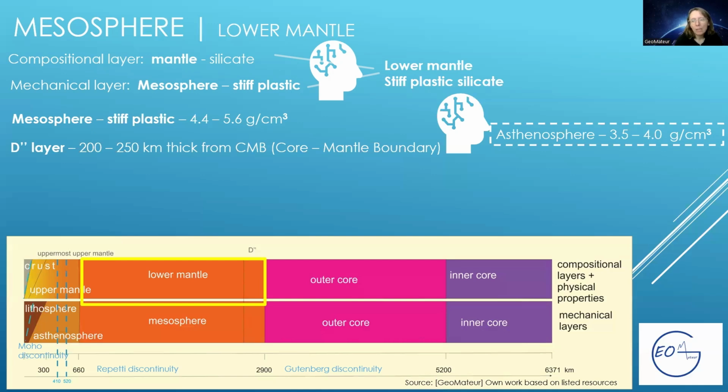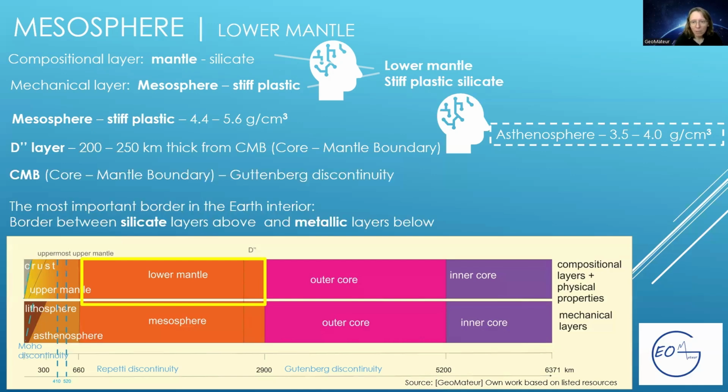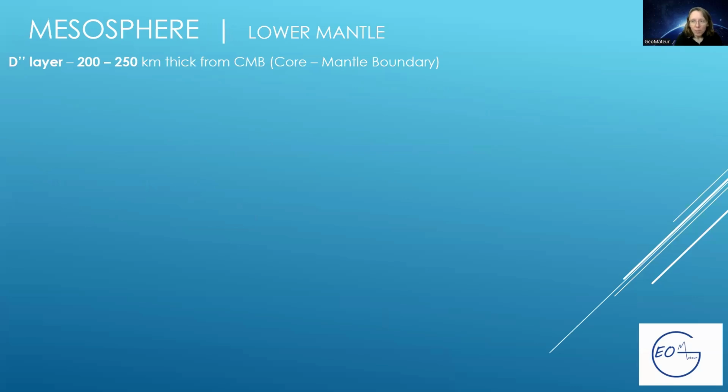In the mesosphere, the D double prime layer is distinguished. The core-mantle boundary, the so-called Gutenberg discontinuity, is the most important border in the Earth's interior. We talked about it in part one of this video. It is the border between silicate layers and metallic layers. The D double prime layer is a layer up to 250 kilometers above the core-mantle boundary.